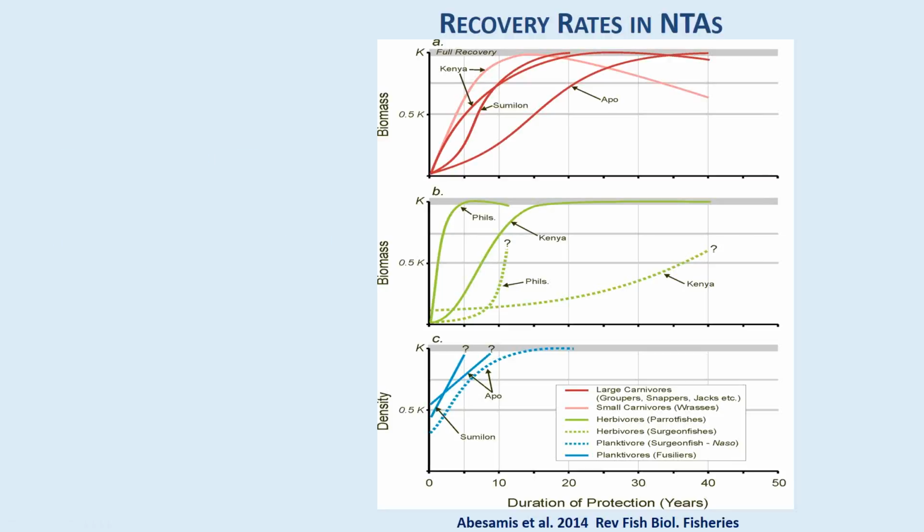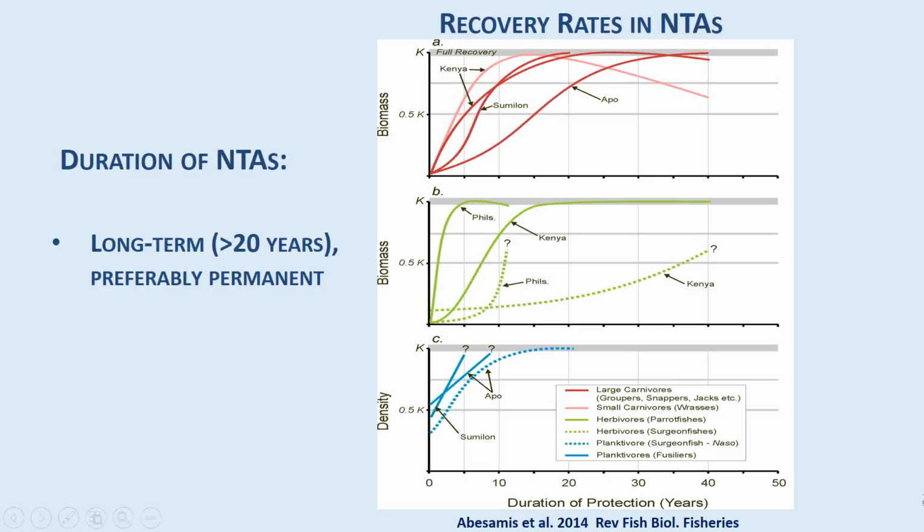In terms of duration, what does it mean? It means that if you want to protect the full range of species and the full range of fishery species in your no-take areas, they really need to be in place for long term, 20 years or more, preferably permanently, because if you take 20 years to build up these populations, if you open them, they go straight back to zero and you have to start again.